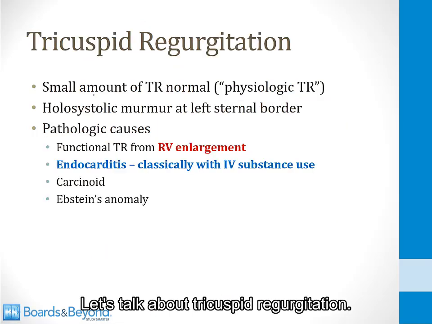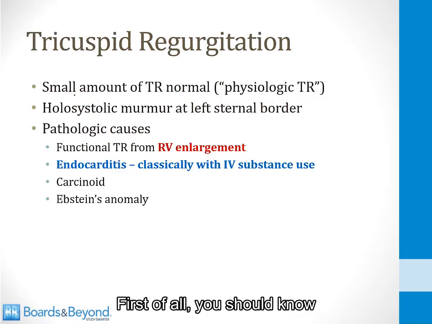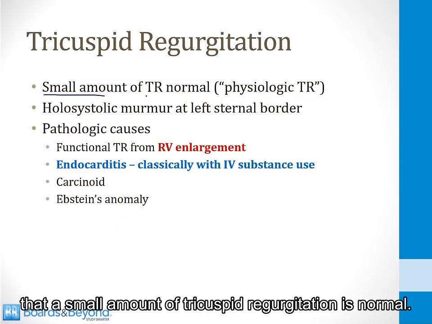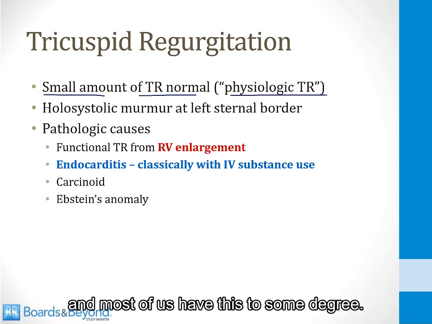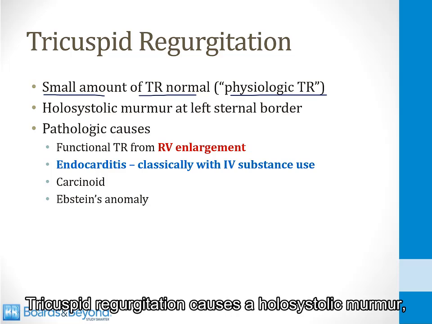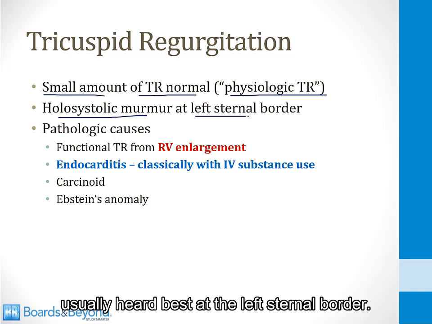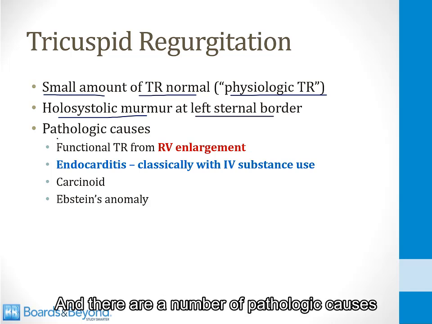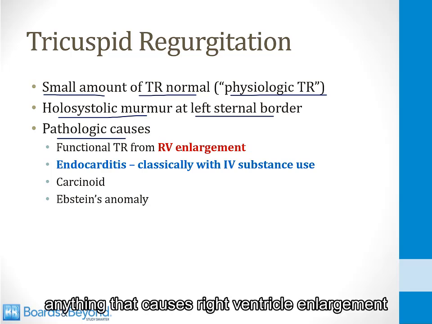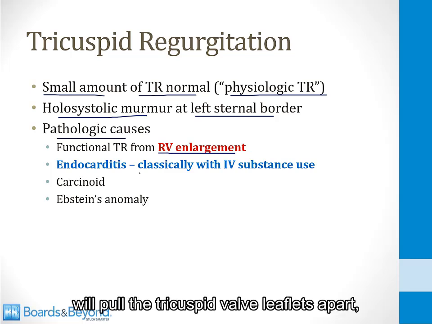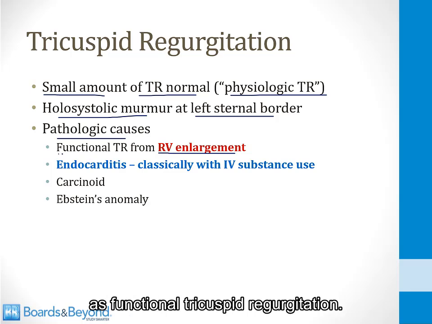Let's talk about tricuspid regurgitation. First of all, you should know that a small amount of tricuspid regurgitation is normal. This is called physiologic TR, and most of us have this to some degree. Tricuspid regurgitation causes a holosystolic murmur, usually heard best at the left sternal border, and there are a number of pathologic causes of tricuspid regurgitation. First of all, anything that causes right ventricular enlargement will pull the tricuspid valve leaflets apart, and this will lead to what's known as functional tricuspid regurgitation.